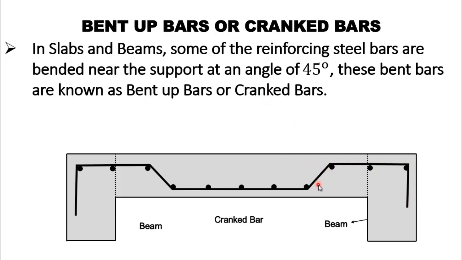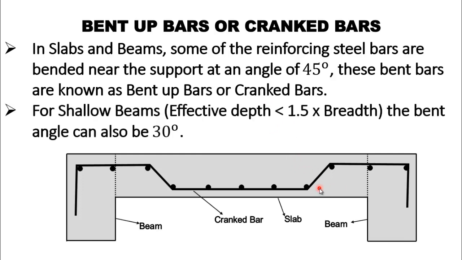For most of the time the bent up angle is 45 degrees, but for shallow beams in which the effective depth is less than 1.5 times its breadth, the bent angle can also be 30 degrees.